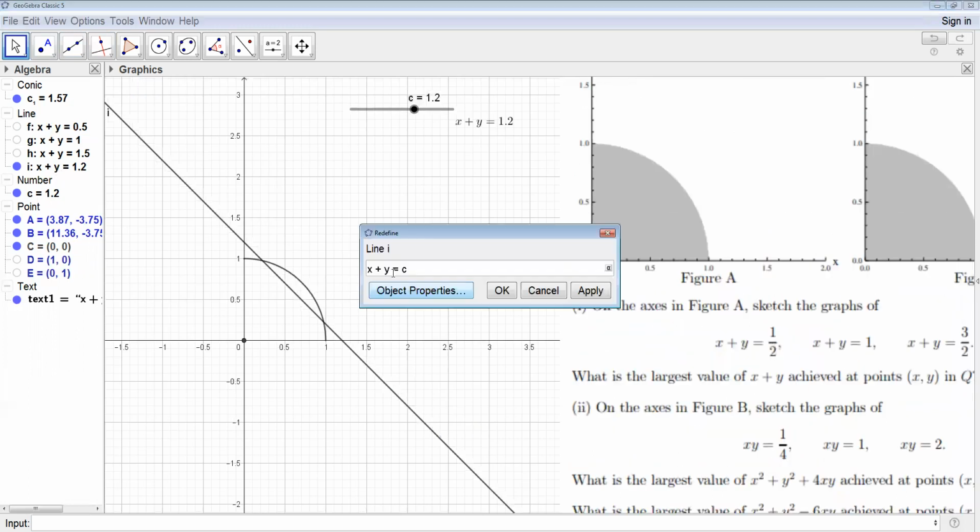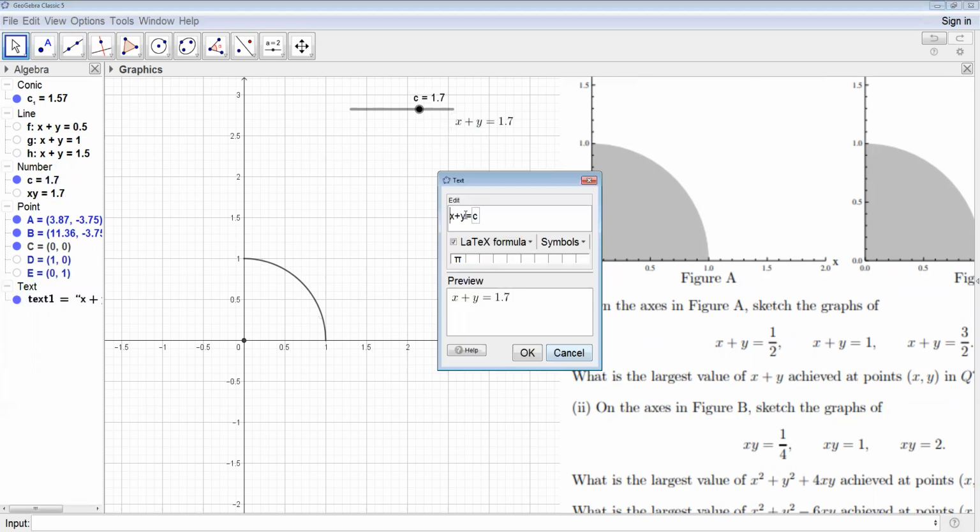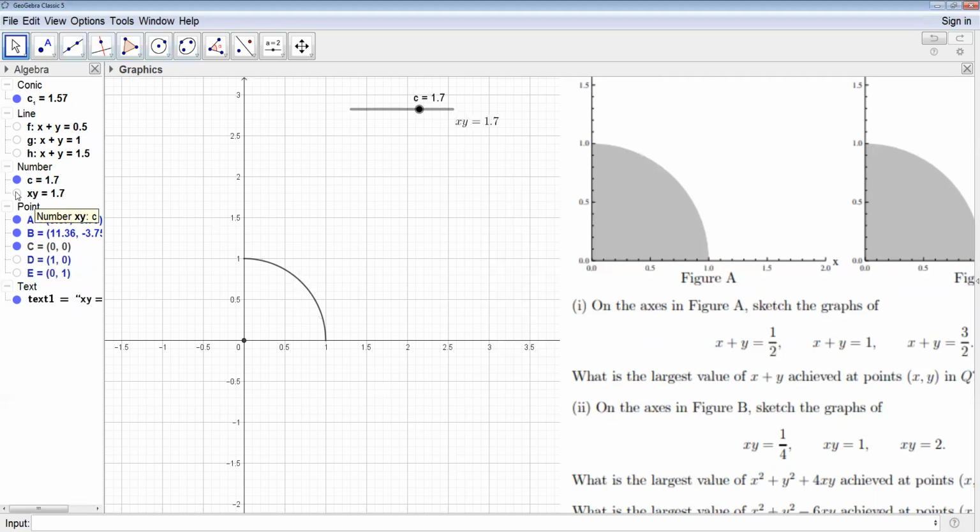If I just rearrange this one to make it xy equals c, but you should be able to do this. Now, where's that gone? Oh yeah, because I've got to change this. Change that. xy equals c. Okay, and then let's show you the graph.